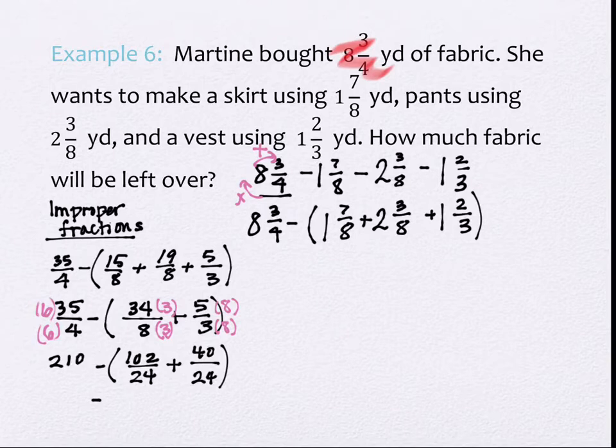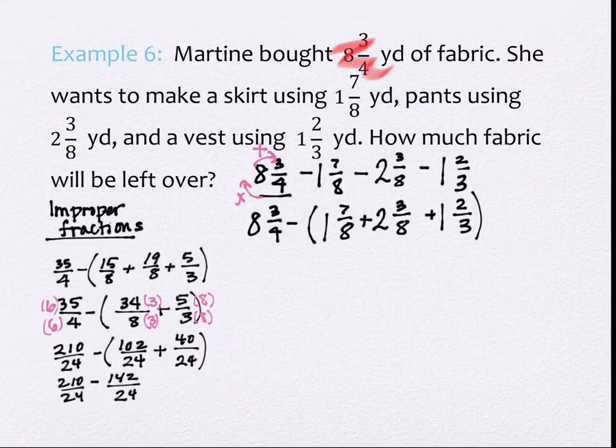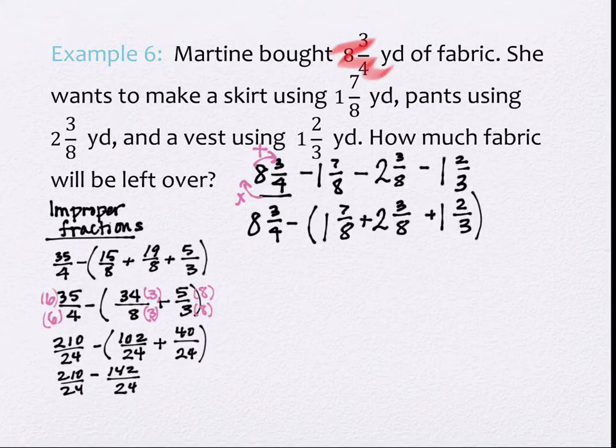210. Lovely. Over this 24, I would have in the other one. Okay. 210 over 24. All right. Then, what is 102 plus 40? 142 over my 24. All right, now I have 210 minus 142. 68. That sounds more right. Good. 68 over 24.